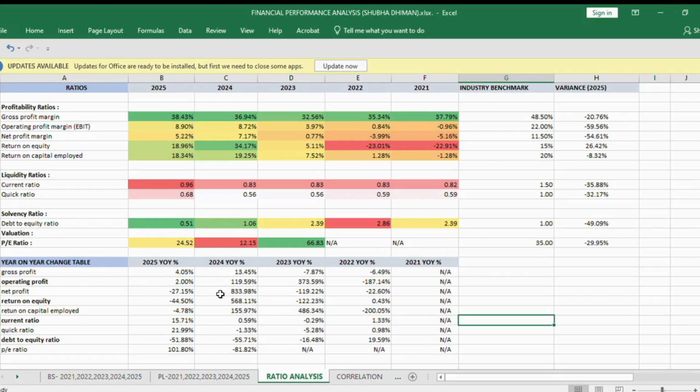By looking at these year-on-year trends, I was able to confirm that while revenue is growing steadily, the profitability is much more volatile. The formula I used for calculation of year-on-year change percentage is current year value minus previous year value upon previous year value into 100.